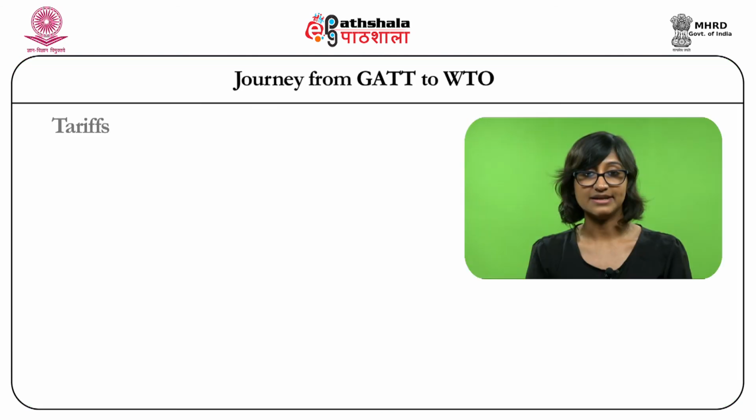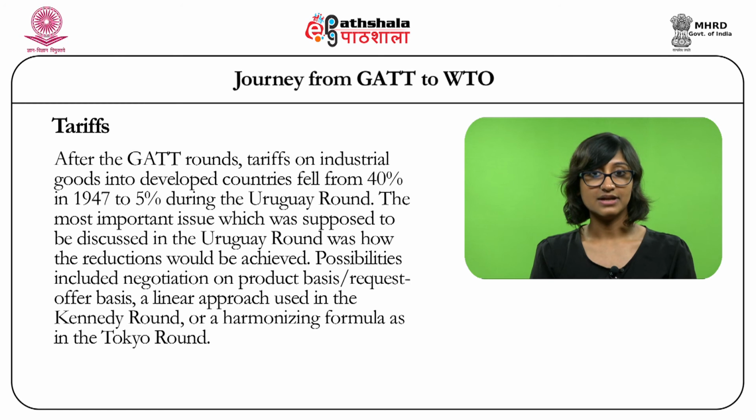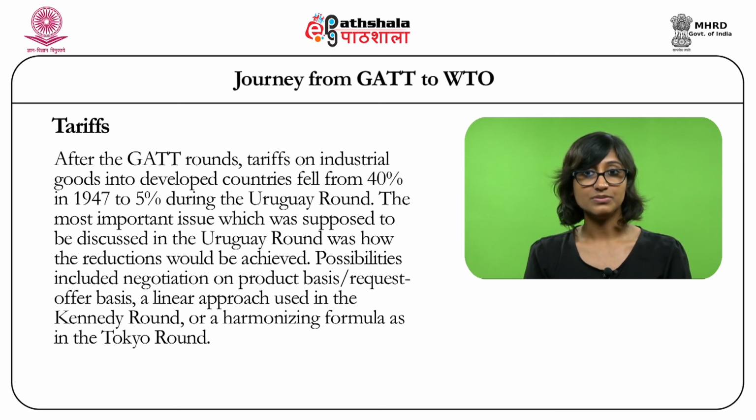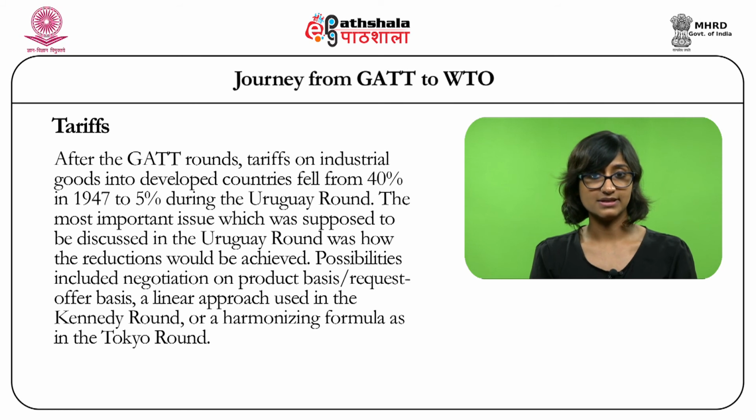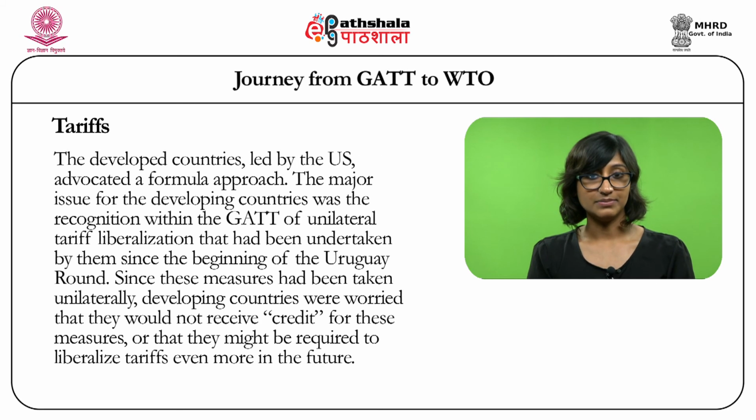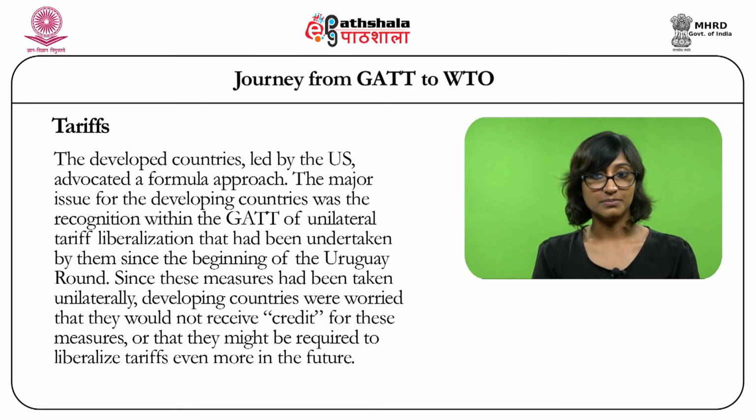With regard to the second item of negotiations during the Uruguay round, which is tariffs, there were a number of positions that were adopted by various countries. After the GATT rounds, tariffs on industrial goods into developed countries fell from 40% in 1947 to around 5% during the Uruguay round. The most important issue, which was supposed to be discussed in the Uruguay round, was how the reductions could be achieved. The developed countries, led by the US, advocated a formula approach.